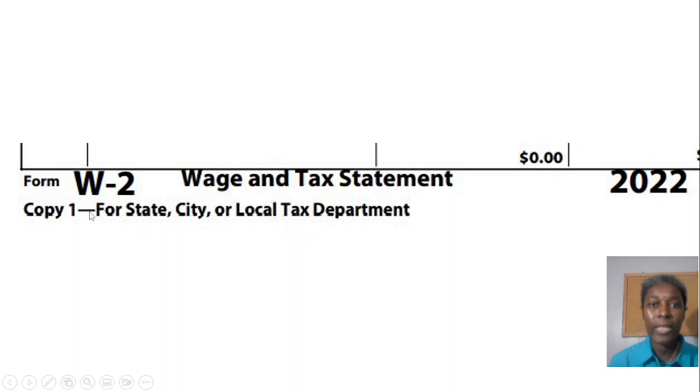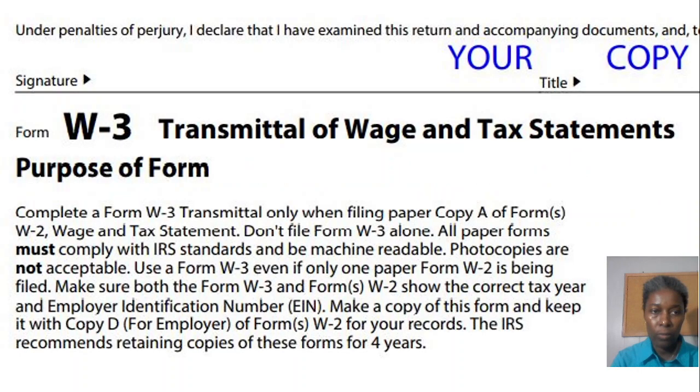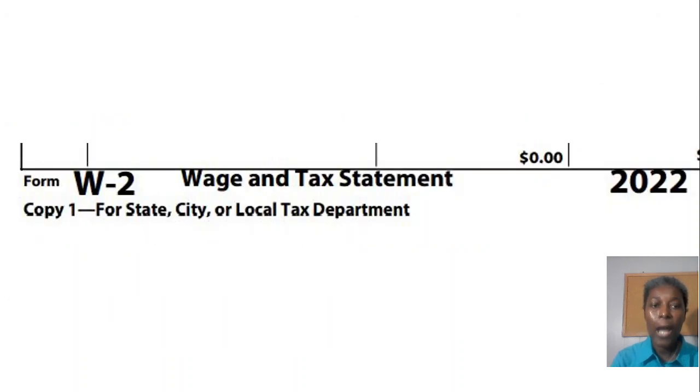So, what are the different W-2s that you will print out after you submit W-2 and W-3 with Social Security Administration? First, you have the W-3 that we just discussed. That is for the employer record, your business record. You have W-2 copy 1 that you give each employee, that they will file when they are filing 1040 with their states.